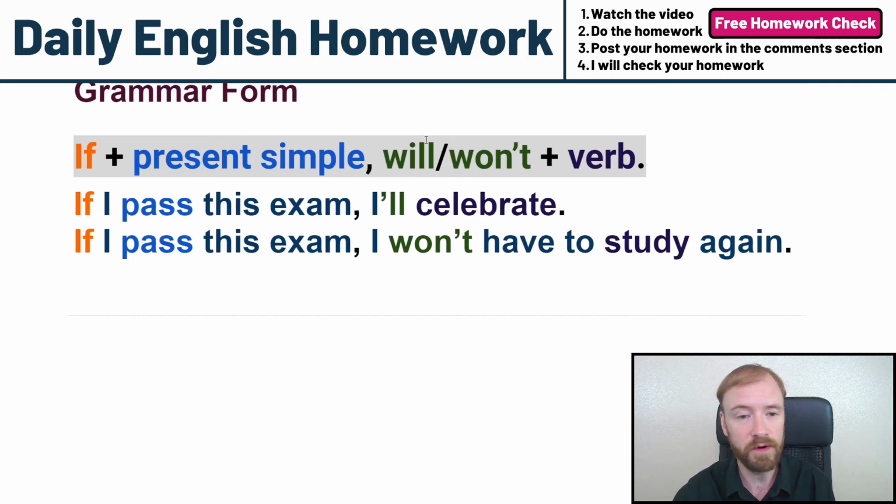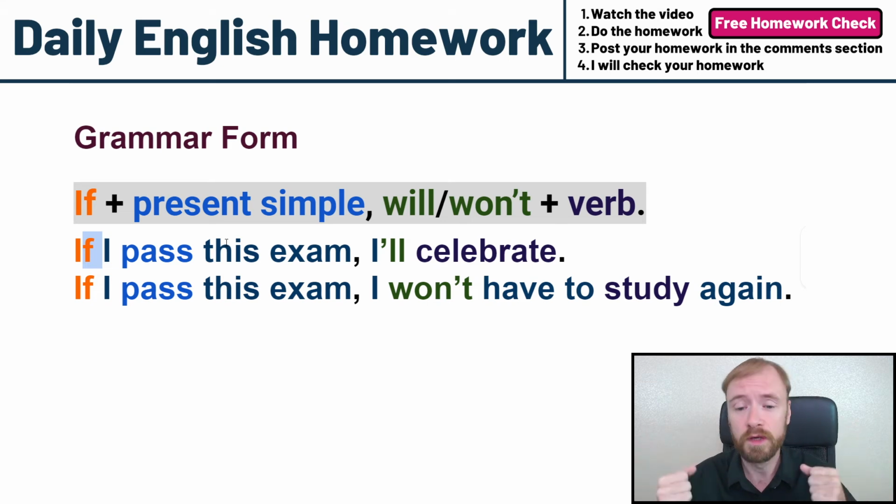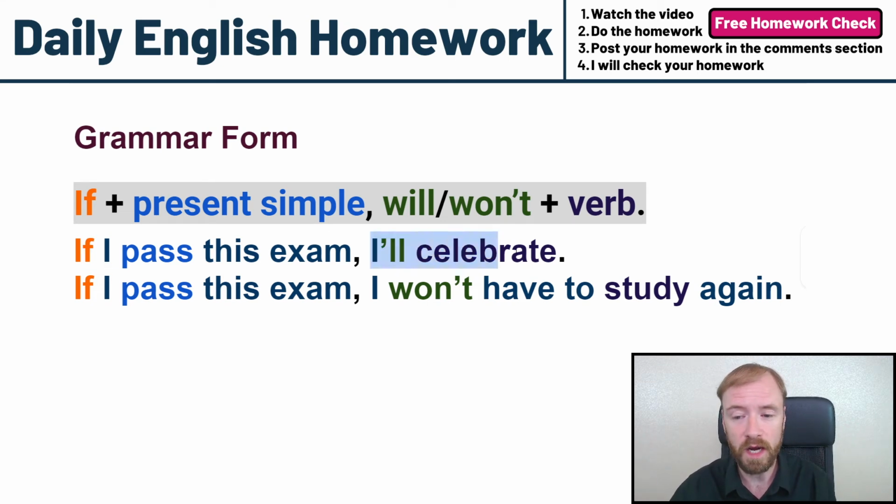Let's take a look at the grammar form. We have if, present simple, will, won't plus verb. Let's check it. Here's our first sentence. If I pass this exam, I'll celebrate. All right, so we're talking about something that's going to happen in the future. So if I pass this exam, I don't know if I'm going to pass, but if I do, this is what will happen. I'll celebrate. So this is likely to happen.